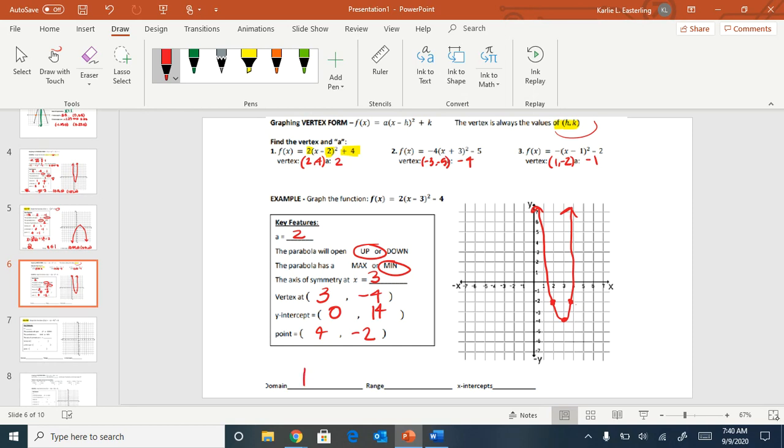So our domain here is still going to be all real numbers. Our range, which is talking about our rise, remember, from bottom to top. So our y values are starting at -4, and we have everything greater than -4. So we're going to have y is greater than or equal to -4.